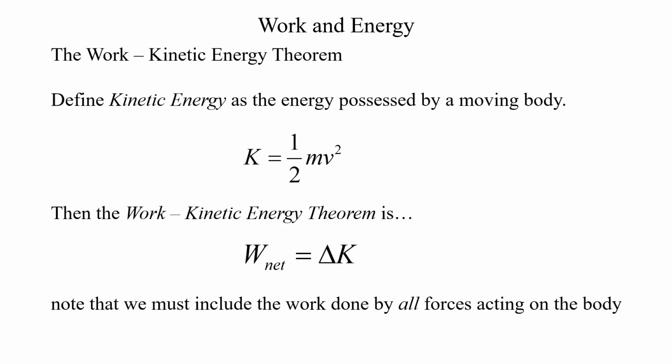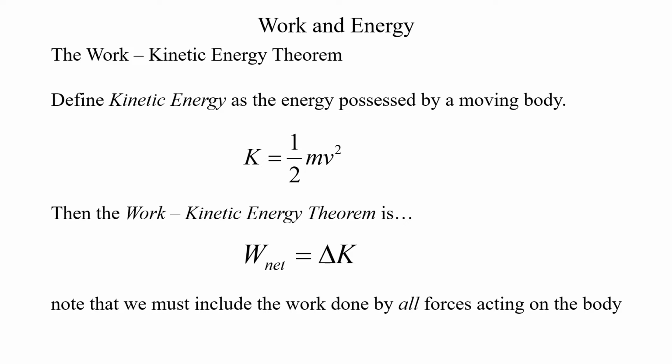All right, now we define kinetic energy as the energy possessed by a moving body. And we use a capital K for the symbol for the kinetic energy, and it's equal to 1/2 times the mass times the square of the speed, or 1/2 mv squared. Now notice that kinetic energy is a scalar quantity, so it's not a vector. Velocity is a vector, of course, but speed is a scalar quantity, so kinetic energy is a scalar.